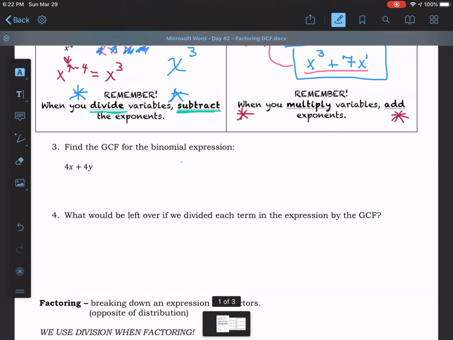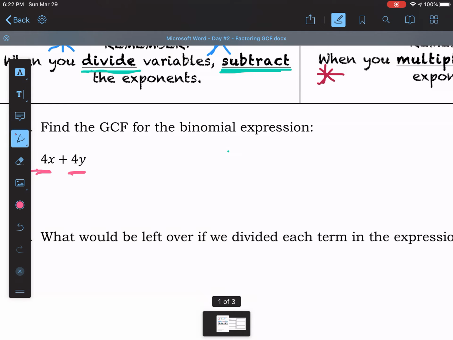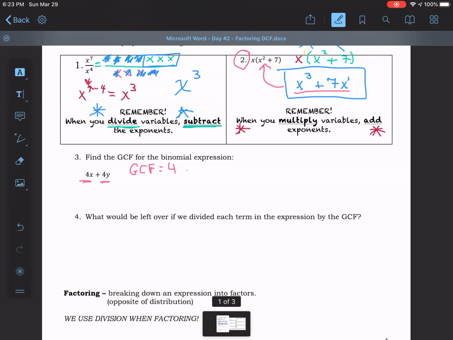So for the binomial expression 4x plus 4y, we want to start off by finding the GCF. So if you look at the numbers, both of them have 4, okay? So the first part of our GCF is 4, okay? Now, if you look at the x and the y, those are not like variables, okay? They're not the same. So that means that neither one is going to be a part of the GCF. So the GCF is only going to be 4, okay? So that's the first step to these problems, is we always just start off by identifying the GCF, okay?